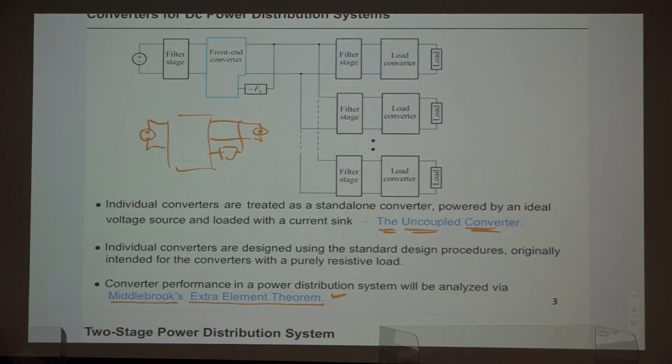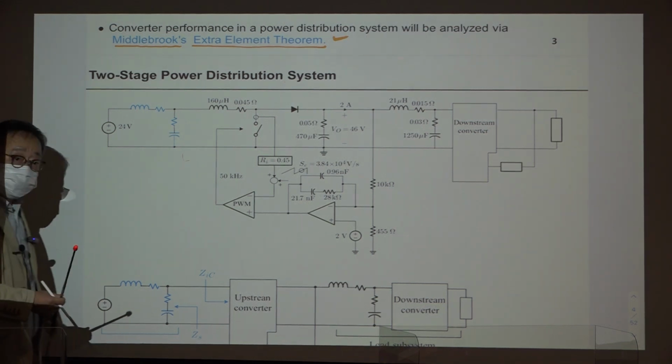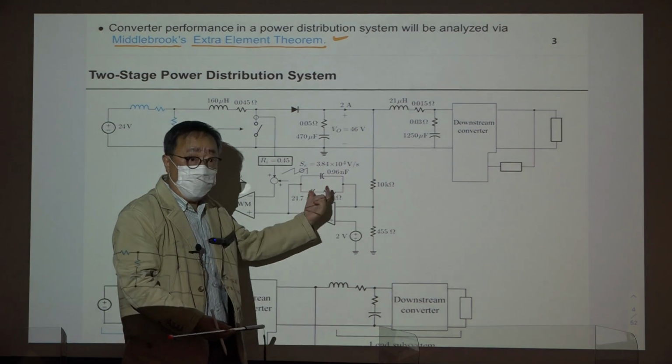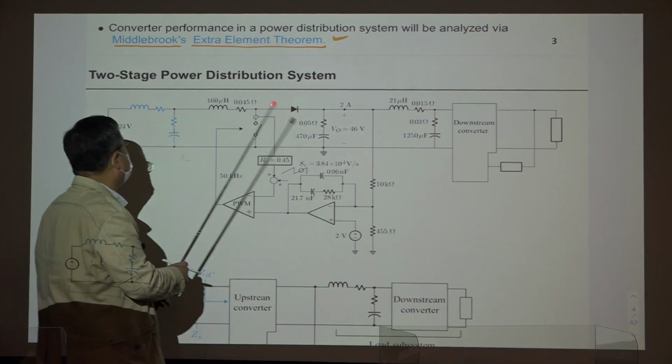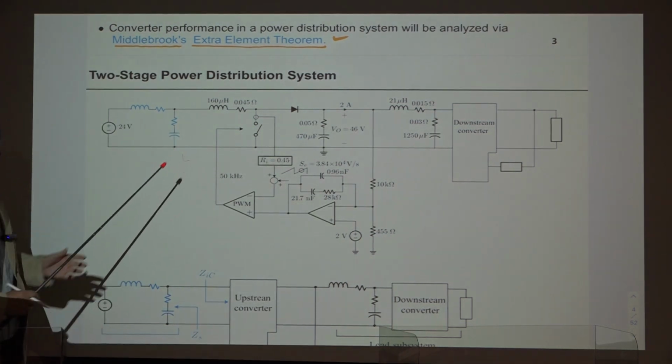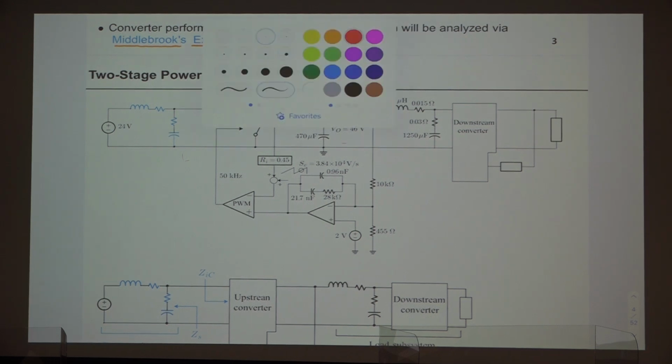This is a 2-stage power distribution system, and we'll use this system. Actually, we used this system in chapter 10 to address the load interaction. Right? So we use the same system, and now we include this. So this can be considered the input filter. So the input filter is located here.